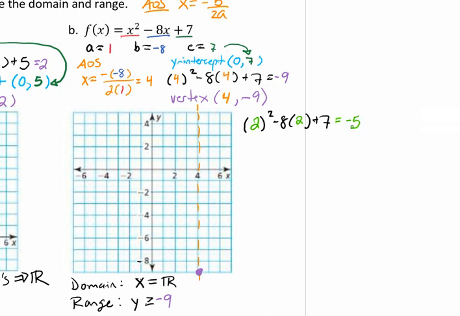Now that's a helpful value. So we have the point 2, negative 5. And so that is what I'm going to graph, 2, negative 5. Now because I have that point, that allows me to graph a mirrored point on the other side. And now I have 3 points, and I'm able to graph my equation.